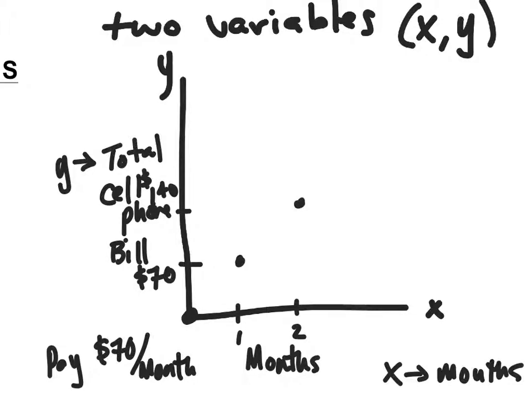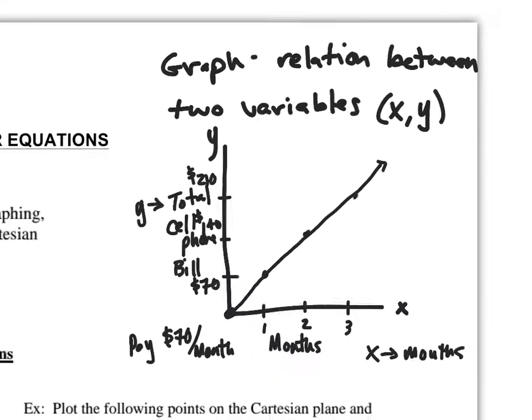We continue this trend, and what we end up with is a graph that represents a line. So after 3 months, we pay $210, and so forth. We can model this using a line, all right? And so it's kind of a cool thing. I'm just using an example of something that we all do.